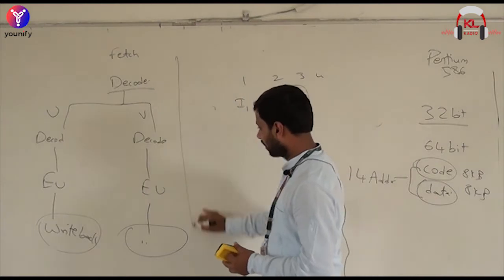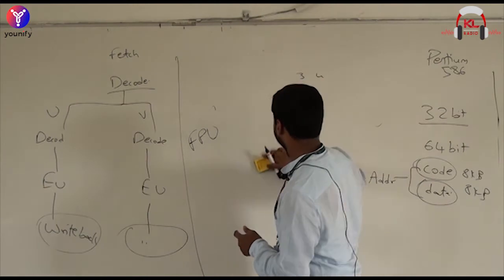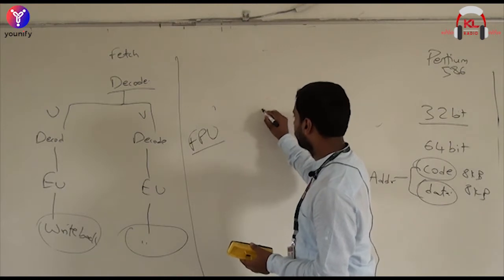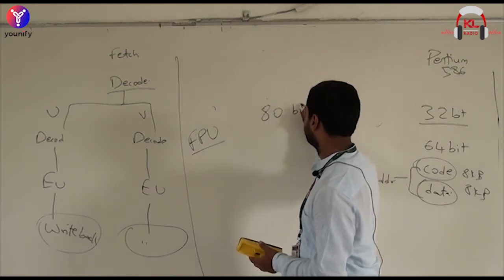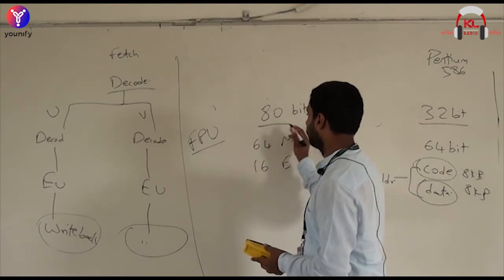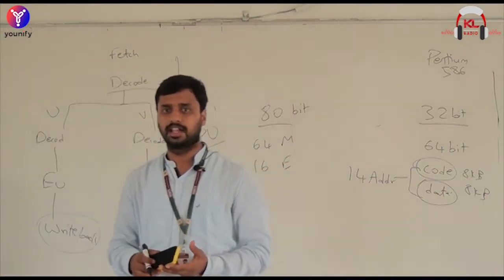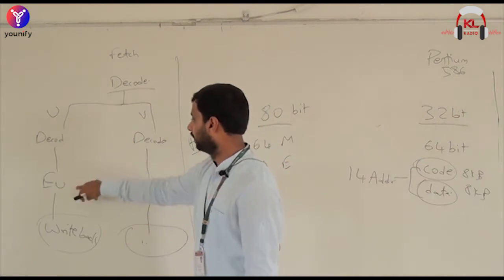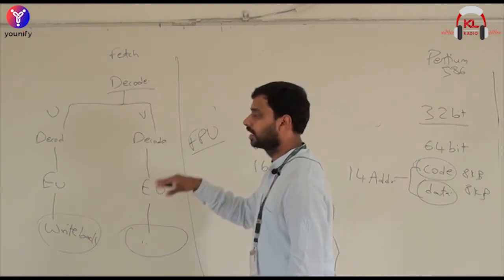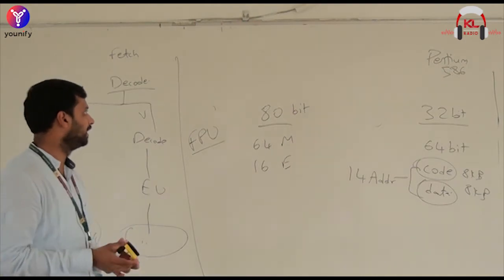Along with this, we have a separate floating point unit in your Pentium processor. The floating point registers are of size 80 bits, so we have a 64-bit mantissa and a 16-bit exponent to store the floating point operation. So if I ask how many execution units there are for Pentium, maybe you can say 3: 2 integer execution units and a floating point execution unit. That is how the superscalar architecture evolved, and that is how you speed up the operation of your Pentium processor.